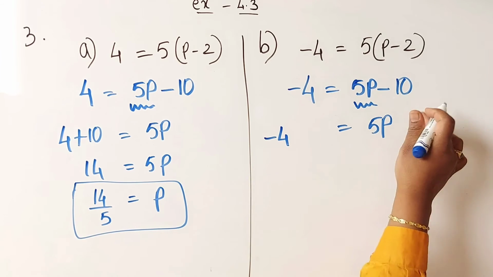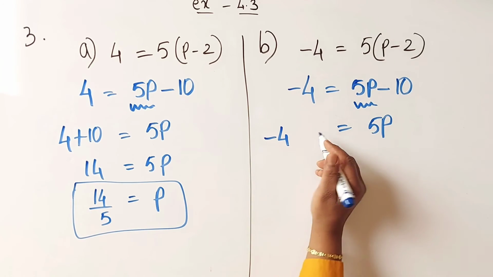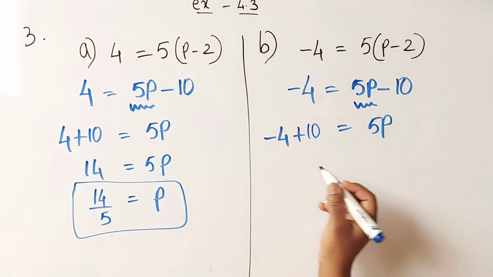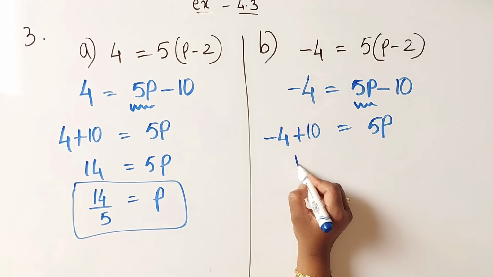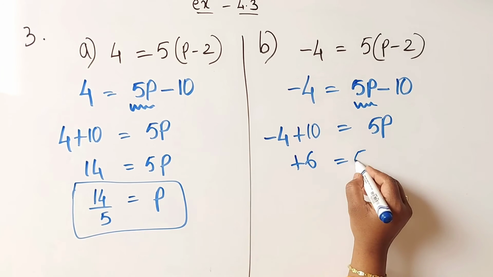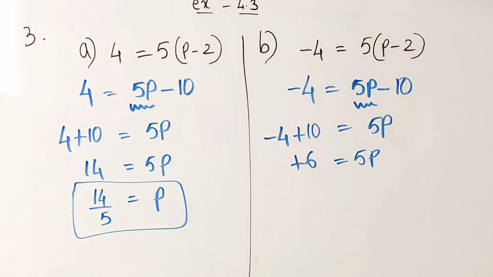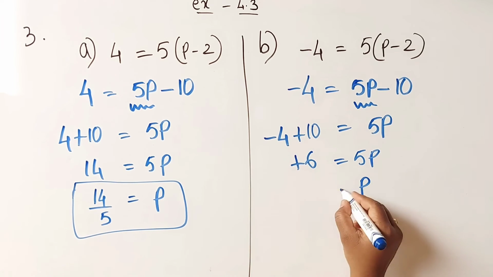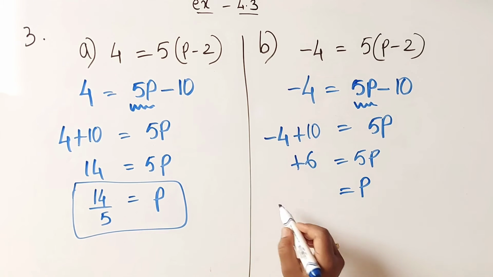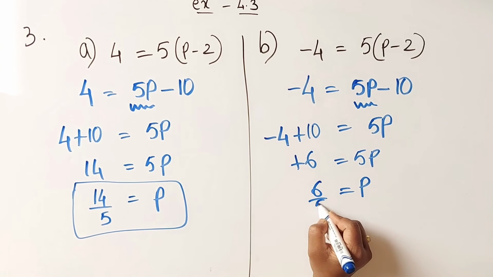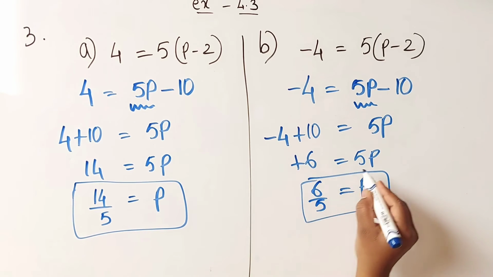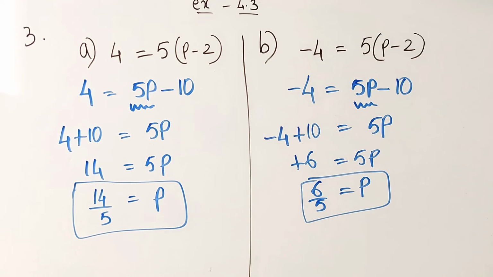When it is coming to the left hand side, it will be plus 10. Correct? So minus 4 plus 10, that is plus 6 equal to 5p. Correct? 5p equal to 6. So p equal to, now send this 5 to the left hand side, 6 by 5. Because 5 is multiplying here. When you are sending to the left hand side, it will divide.